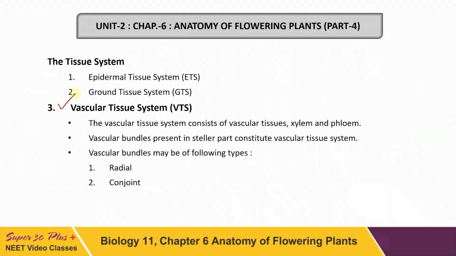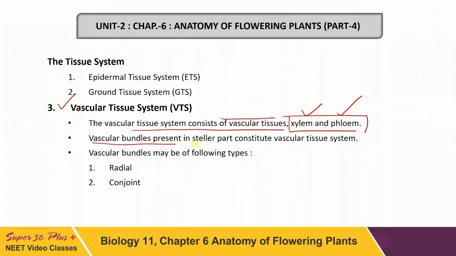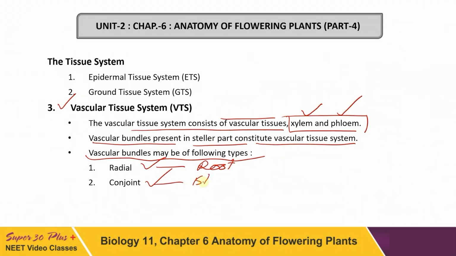I told you already, the vascular tissue system consists of vascular tissue, that is xylem and phloem, meant for conduction of water and minerals and of organic solutes. Vascular bundles present in the stellar part will make the vascular tissue system, and vascular bundles may be of two types. One is radial and one is conjoint vascular bundle. As I told you earlier also, radial are found in case of root and conjoint are found in case of stem. More detail we'll see right now.